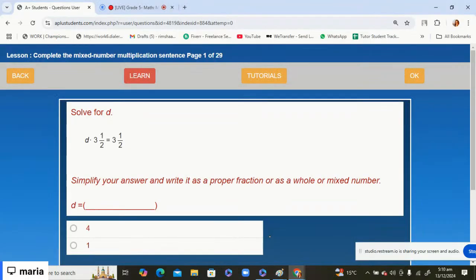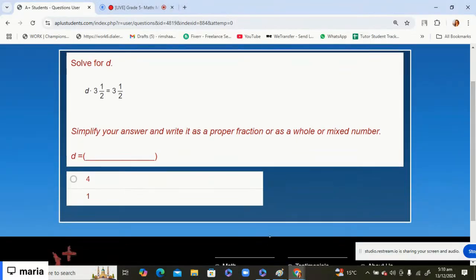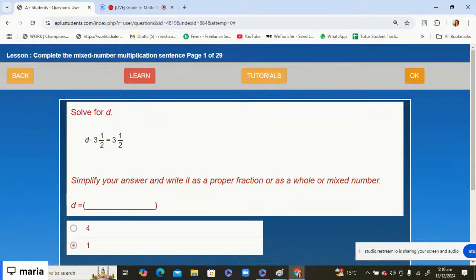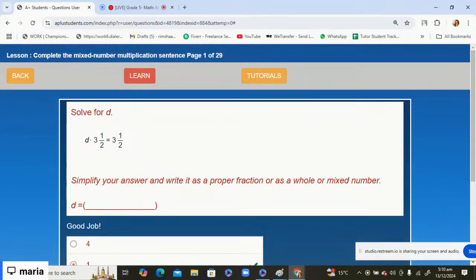So let's see the answer. If there is any answer which is 1, yes, that's here, it's 1. Okay, this is the right answer.